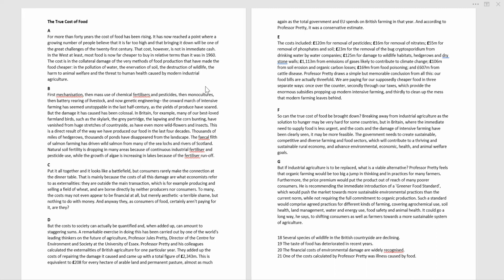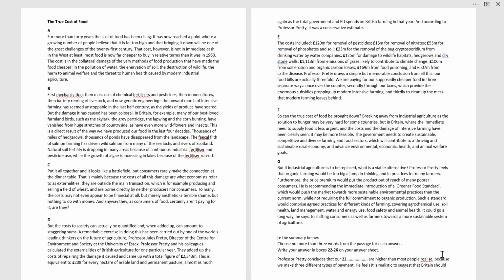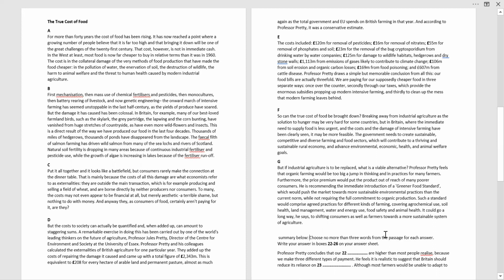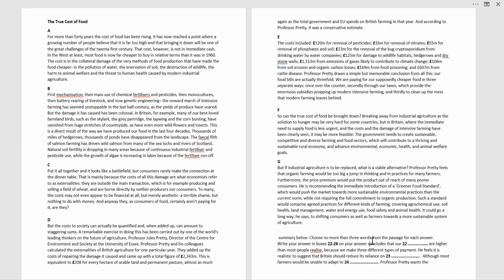Yes, ma'am. So the answer is no, right? So the rest of the answers are correct. And last is fill ups. Fill ups are more like a summary completion. So you have to choose no more than three words. This will be the instruction. And there we have four questions only from the same passage. I hope you understand this.